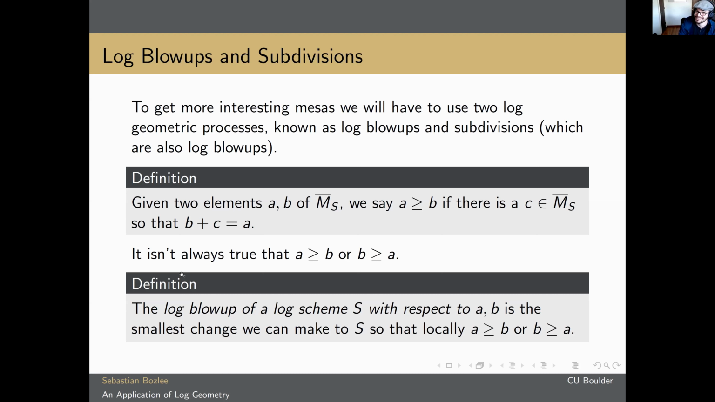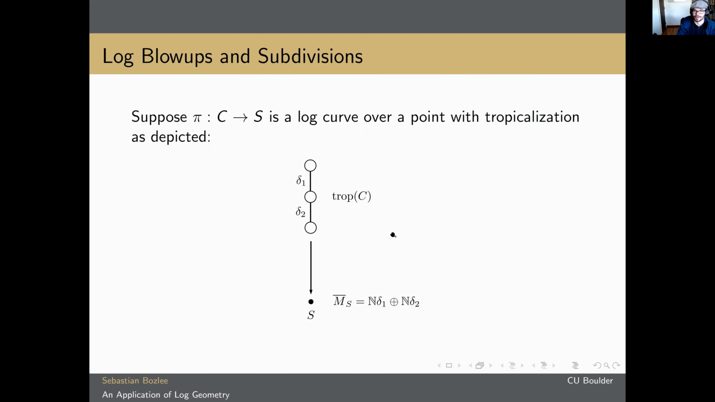Now, what might seem a little bit weird if you haven't worked with monoids before is that you don't always have one inequality or the other. It may not be that one thing is bigger than another. And what the log blowup does is it's the smallest change of our log scheme that'll make one thing comparable to another. So locally, we'll either have that A is bigger than B or B is bigger than A. All right, so I haven't been very specific about how that works, but just to give us a feel for it, I want to do an example.